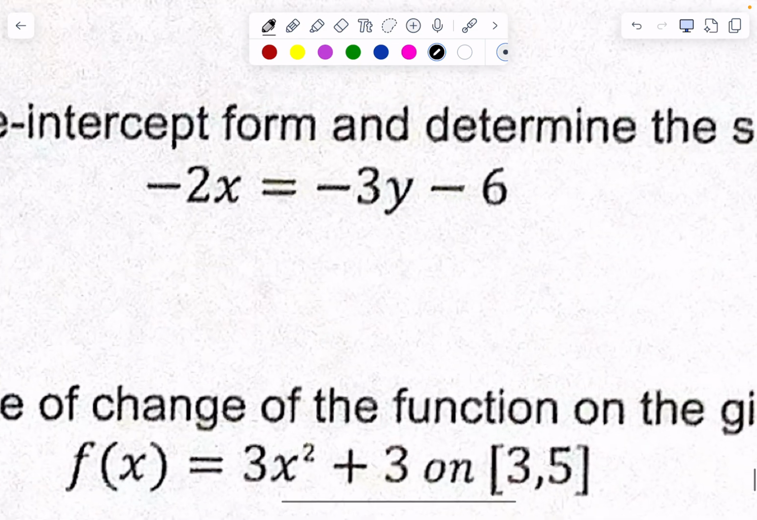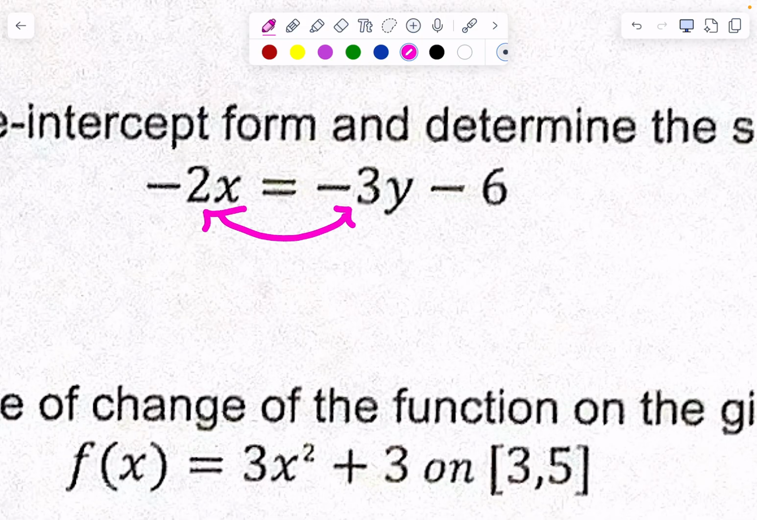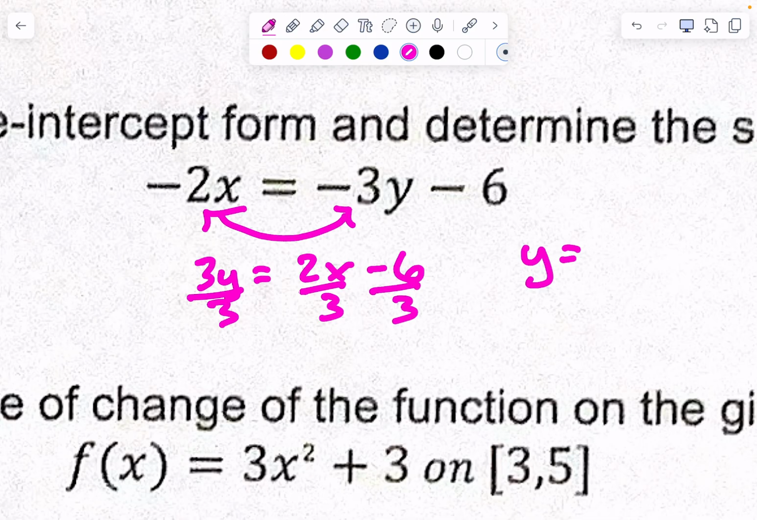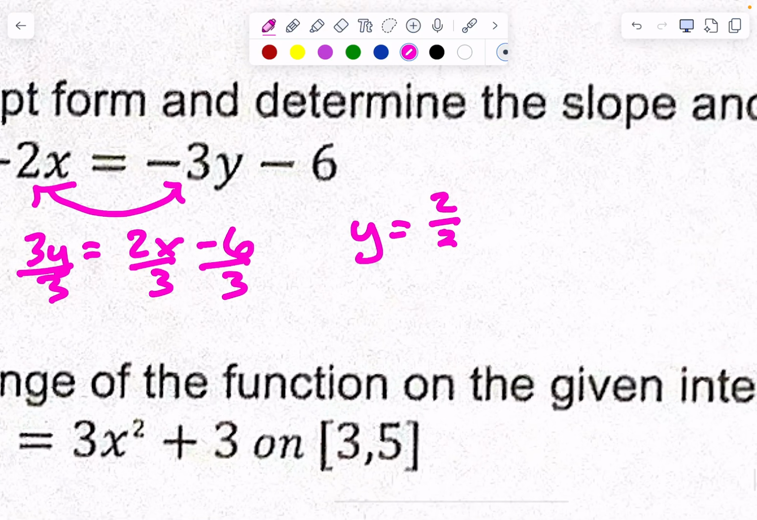And in slope-intercept form, all right, what shall we move? Oh, the y's and x. Can we swap these two? 3y equals 2x minus 6. Can I do that if I swap those two? Then divide by 3. So slope-intercept form: y equals 2/3 x minus 2.